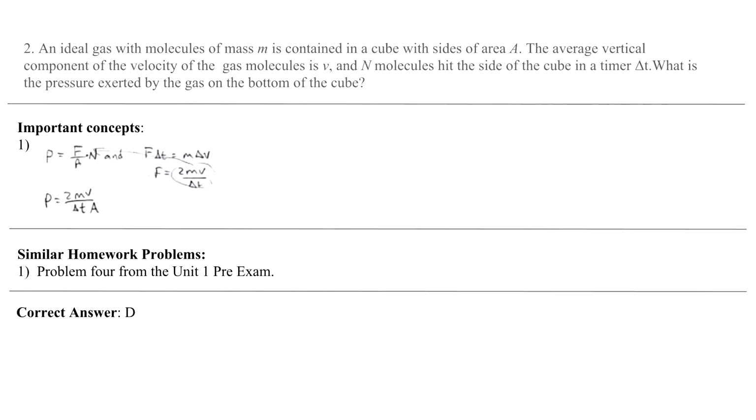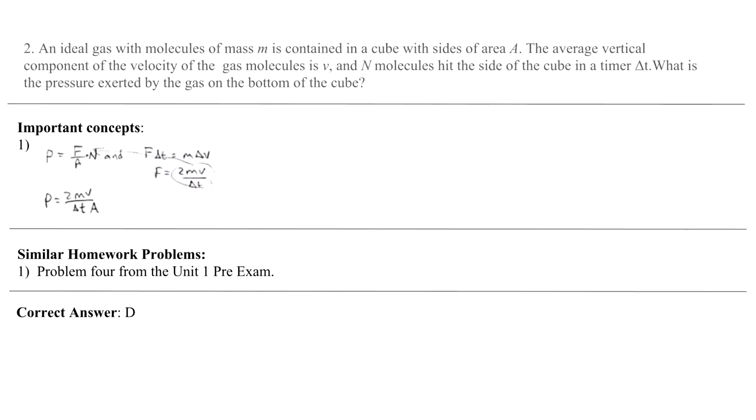This question reads, an ideal gas with molecules of mass m is contained in a cube with sides of area a. The average vertical component of the velocity of the gas molecules is v, and n molecules hit the side of the cube in a time delta t. What is the pressure exerted by the gas on the bottom of the cube?